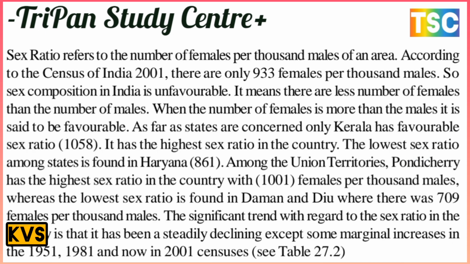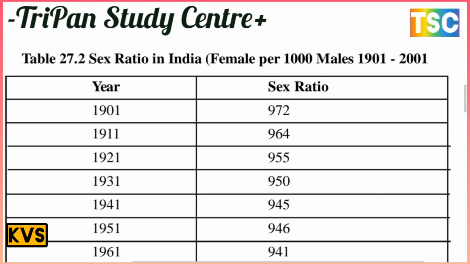The significant thing regarding the sex ratio in our country is that it has been steadily declining, except for some marginal increase in 1951, 1981 and now the 2001 census. Here is a table. See the table for the 2001 census. There is important information on the sex ratio in India: females per 1000 males from 1901 to 2001, covering 100 years.